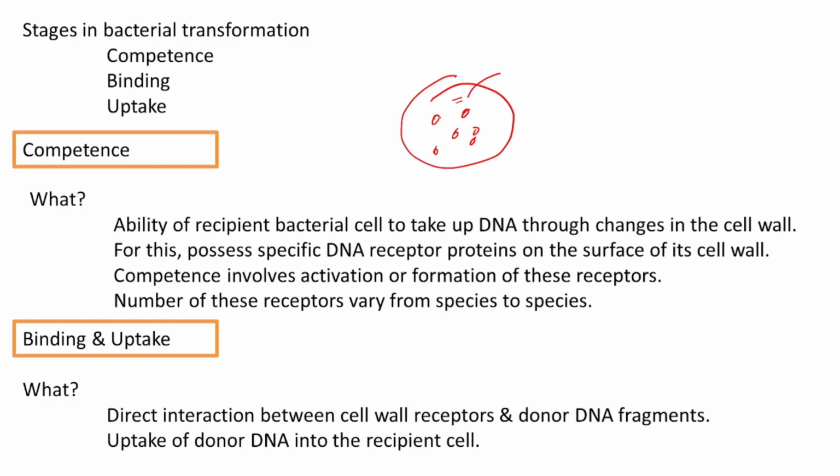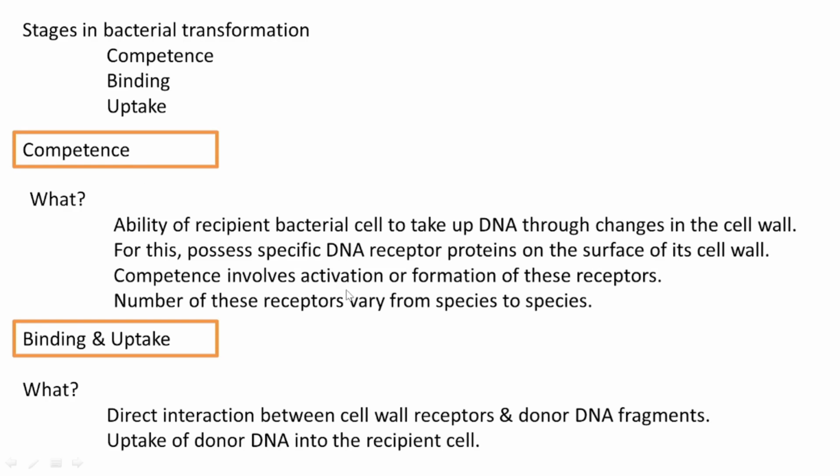Those bacterial cells that are capable of picking up the DNA fragment are called competent bacterial cells. How do they become competent? Because of the presence of certain DNA receptor proteins on the surface of the cell wall. And what actually is competence, what is that process?